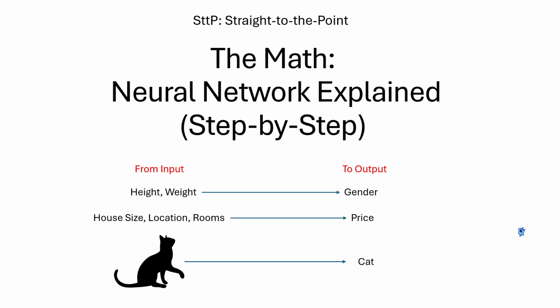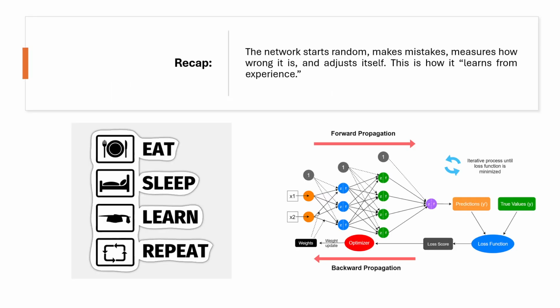Hello guys, this video is part 2 of our last video where we've seen how a neural network works. Now we will go through the math, aka the boring part, straight to the point. So as we said, the network starts random, makes mistakes, checks how wrong it was, and then adjusts itself. That is how we learn as humans. We touch a hot pan, we get hurt, then decide not to touch a hot pan again.